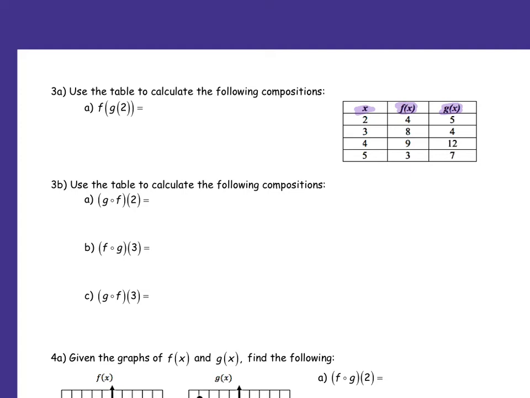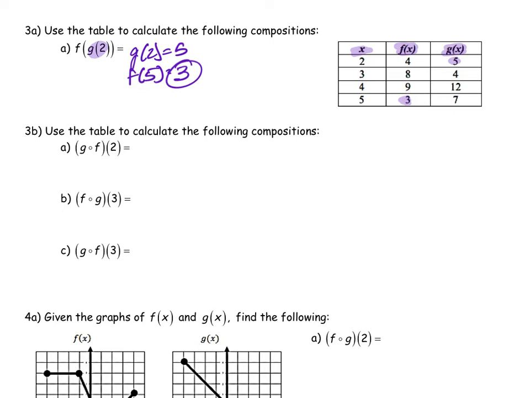So it wants me to find g of 2. So g of 2 is 5. So g of 2 equals 5. And then I want to find f of 5. So for f of 5, I go back down here to 5. F of 5 is 3. So it's the same way. It's the same thing. Just it's a double table. Instead of two separate tables, they just pushed them together and made a double table. Okay? You're doing exactly the same thing. Does that make sense? Okay. Here we go.